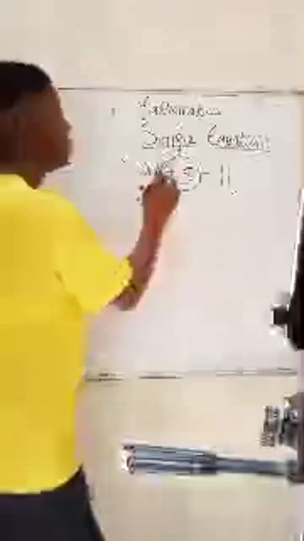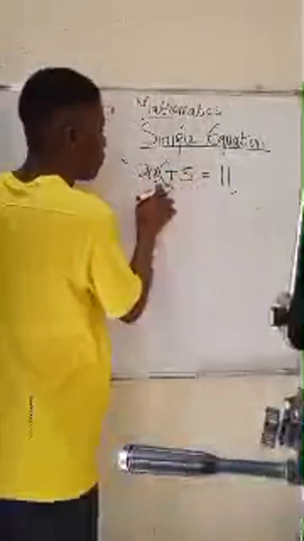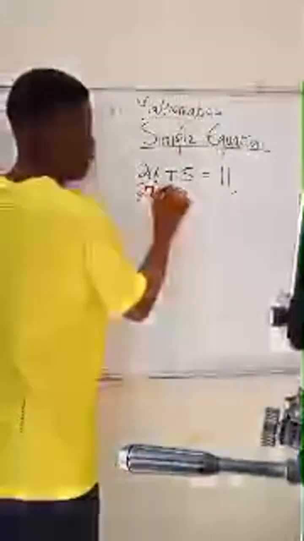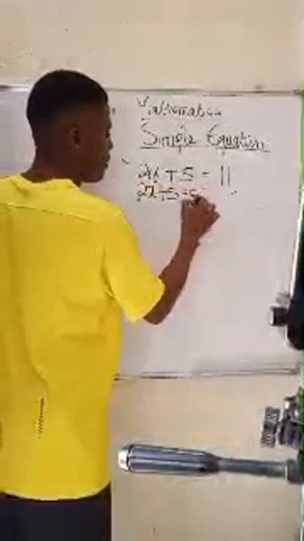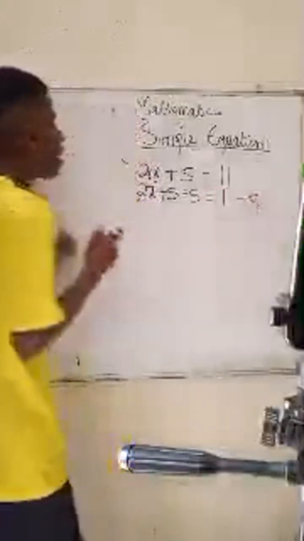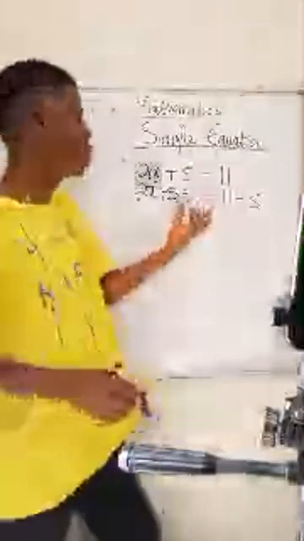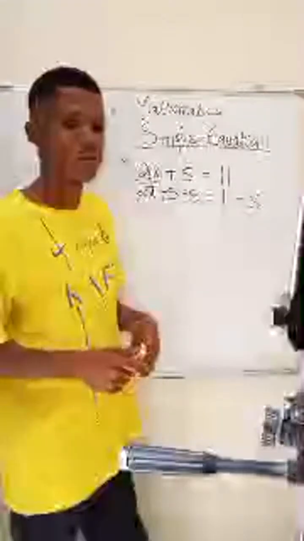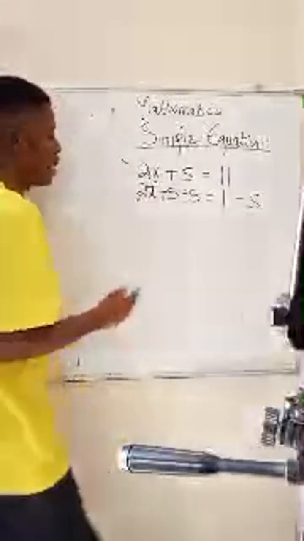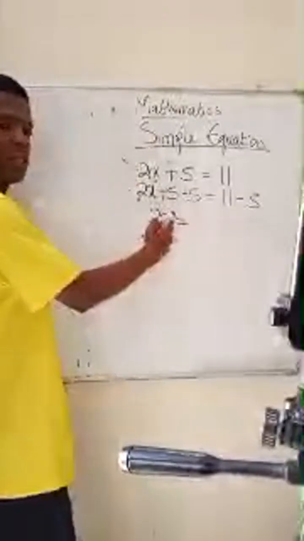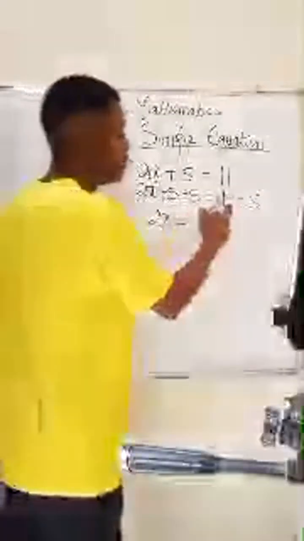So what do you do? You subtract 5 from both sides. So we have 2x plus 5, you have to take away 5, and that's equal to 11 take away 5. The reason why you're subtracting 5 from both sides is just to collect like terms. So if you subtract 5, you are left with 2x is now equal to, since 5 minus 5 is 0, no need of writing it, 11 minus 5.